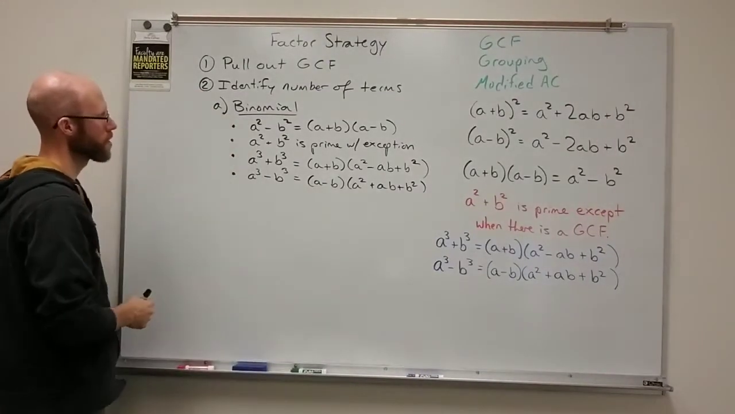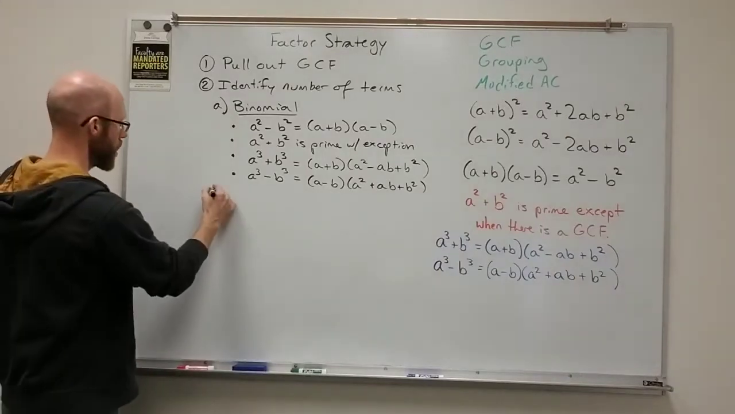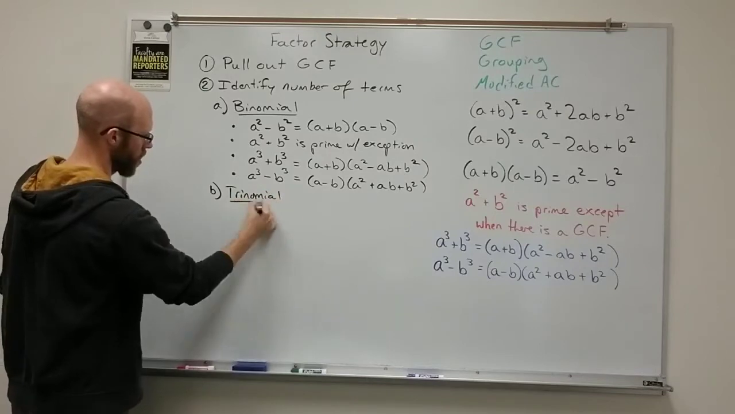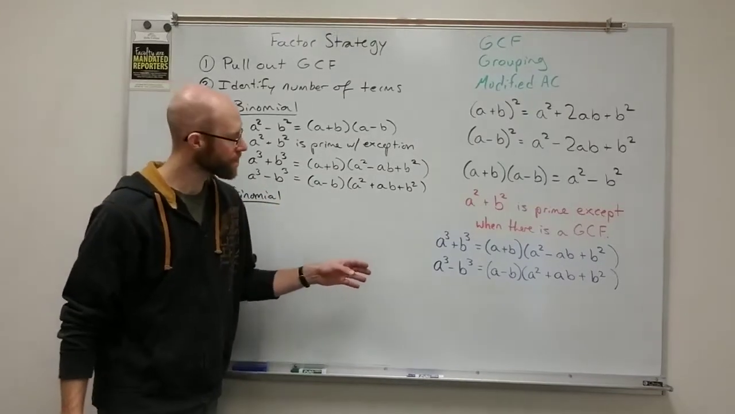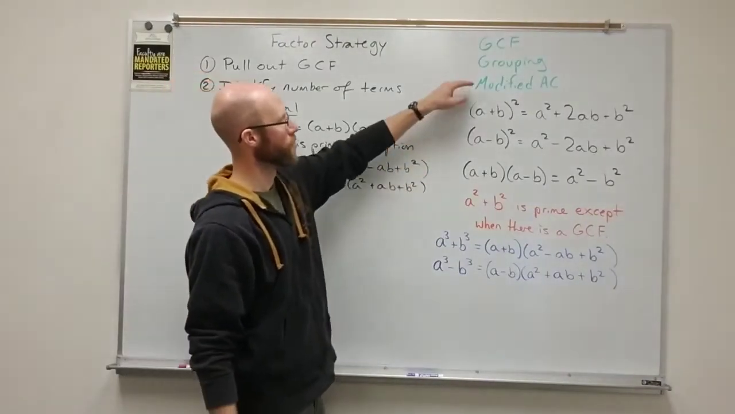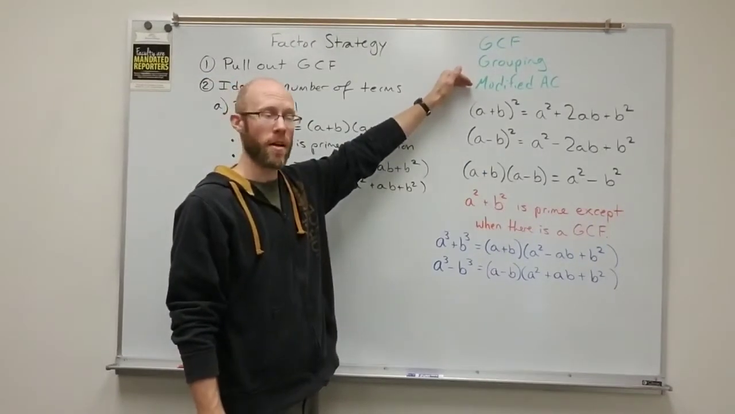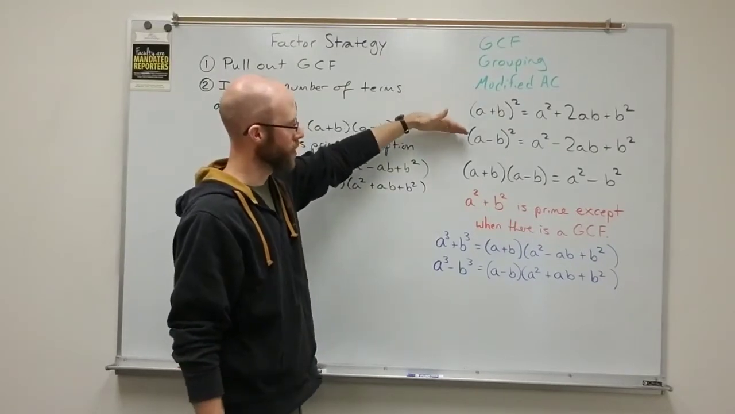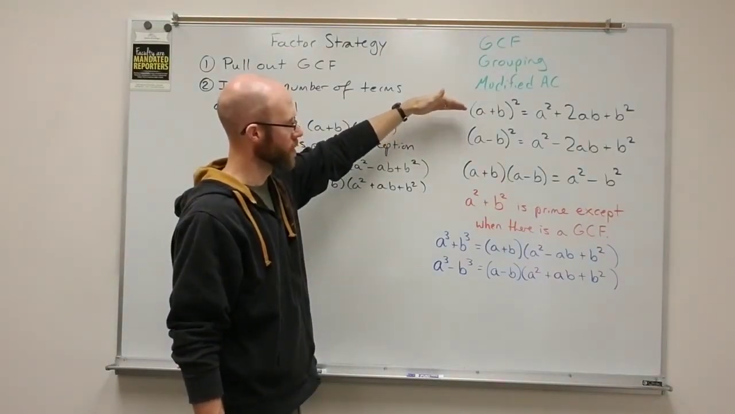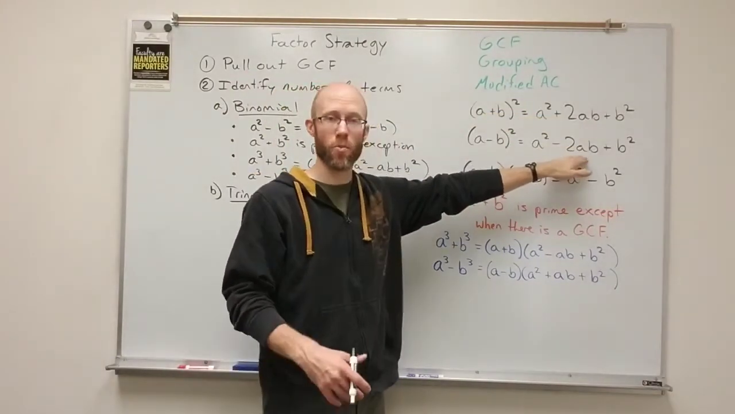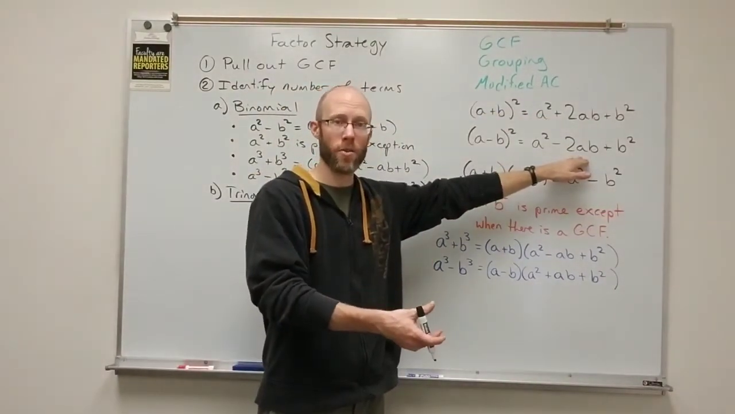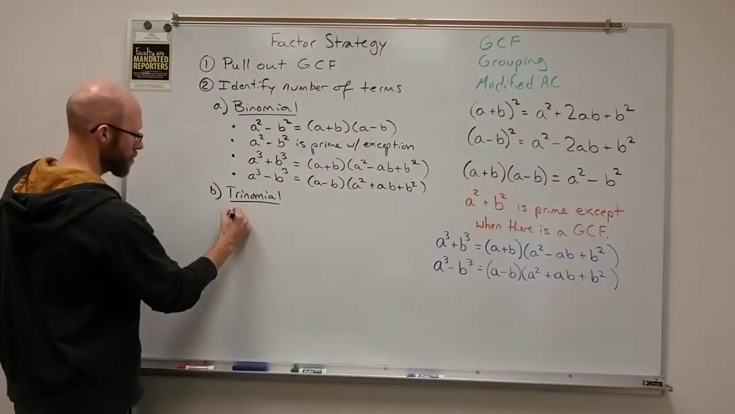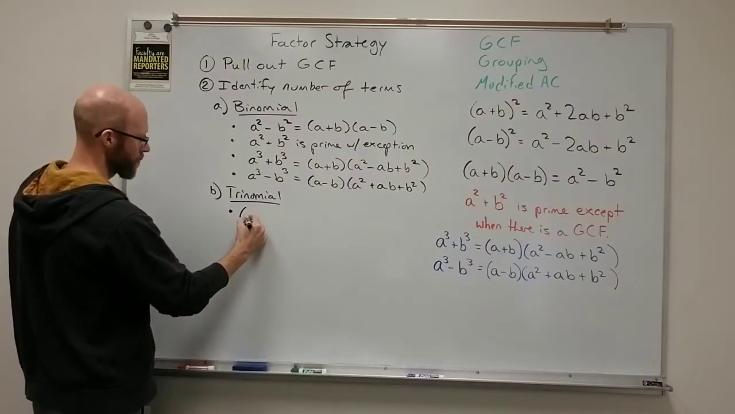Okay, so those are my binomial options. If you have a trinomial, then you're looking at first the modified AC method. Actually, no, let's hold that off till the end. First, you'd be looking at the perfect square trinomials. If you can get it to work with a perfect square trinomial, then you can skip the AC method altogether.